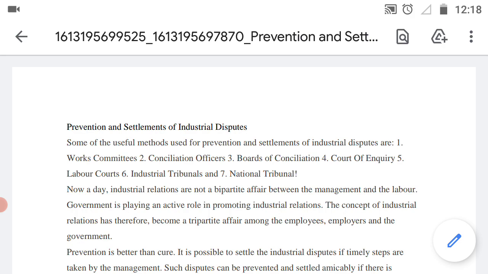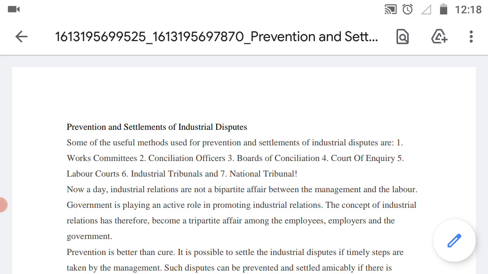So let's discuss prevention and settlement of industrial disputes. Prior to that, just recall what we have studied into industrial conflict. What is industrial conflict? Industrial conflict means conflict which arises within industries.